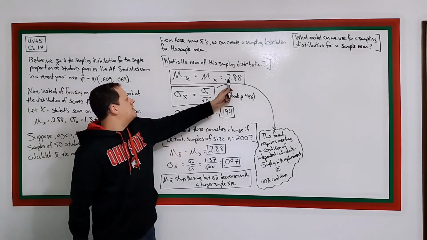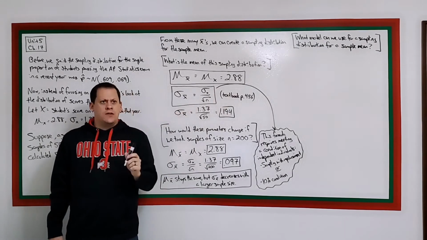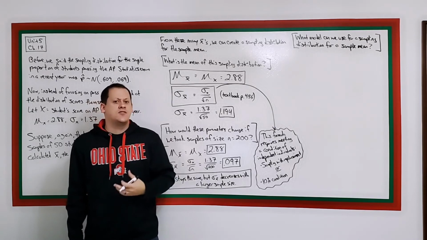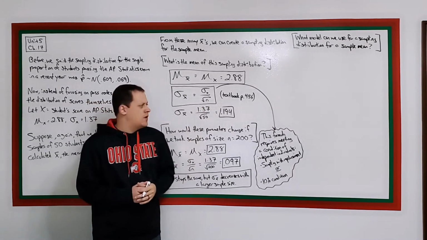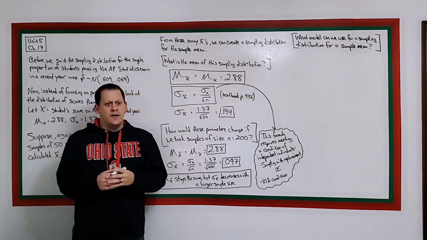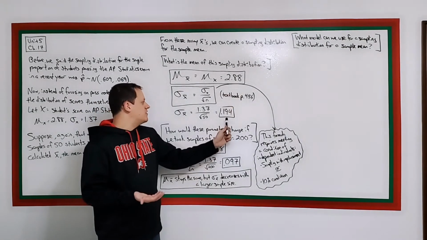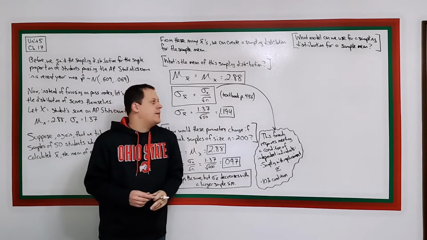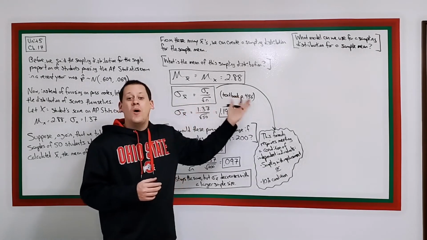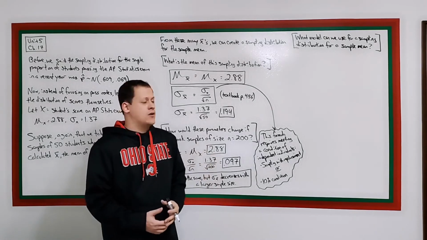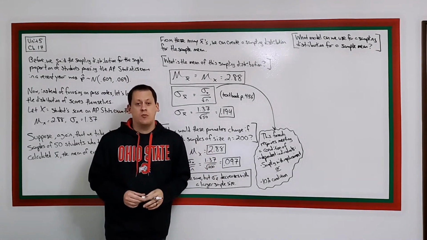This would mean that the average sample mean for 50 AP Stat student scores is 2.88. And sample means vary from this mean of 2.88 by an average of 0.194. Okay? Now, what model do we use? What model can we use for this sampling distribution of the sample mean?